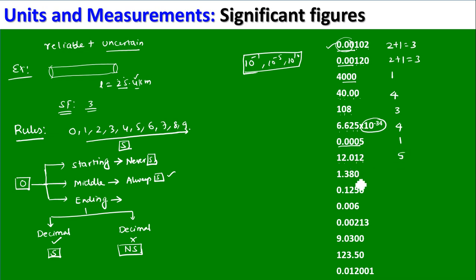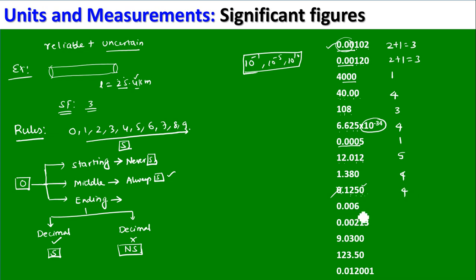Next 1.380. This 138 is definitely significant. 0 is the last zero. Yeah, last ending 0, you have to consider whether a decimal is there or not. Yes, decimal is there, so significant. So 4. Now here this 0 is a leading 0 or starting 0. You can forget about that. 1, 2, 5, 0. In these, 1, 2, 5 and the 0 is there after the decimal point. Ending 0, decimal point is there. Definitely you have to consider that. Okay. So 1, 2, 3, 4.